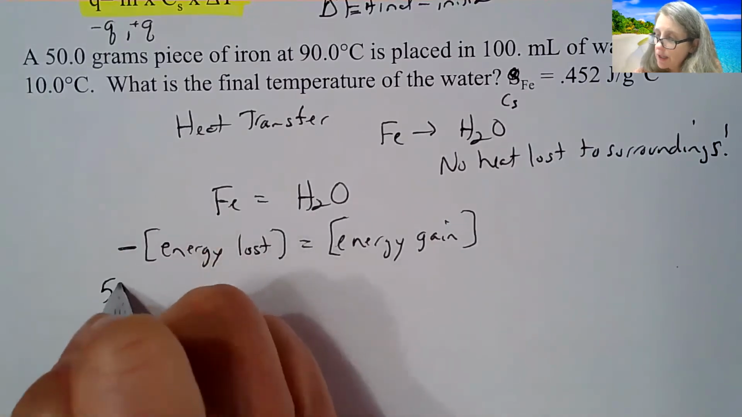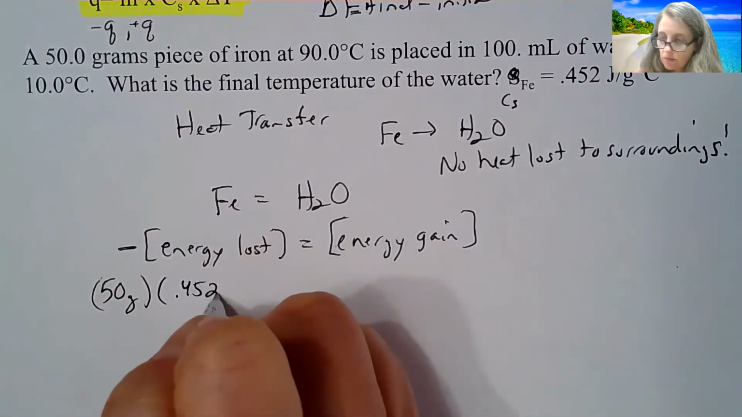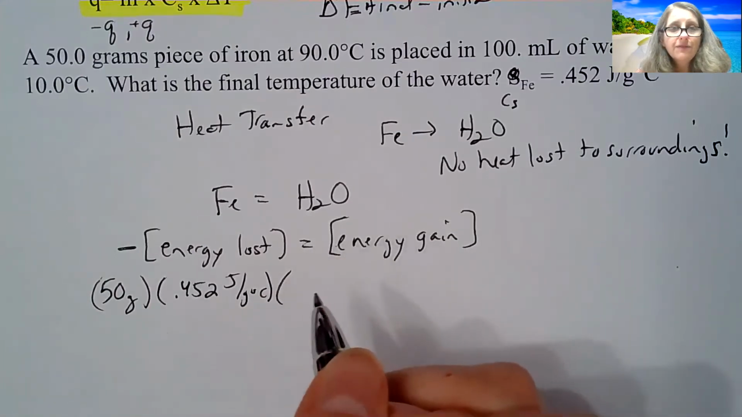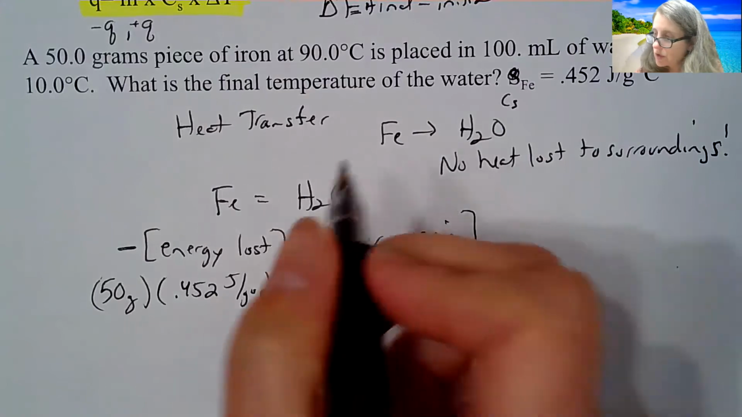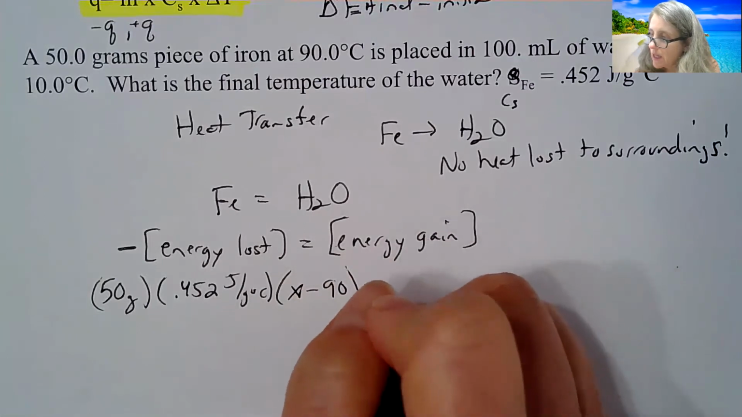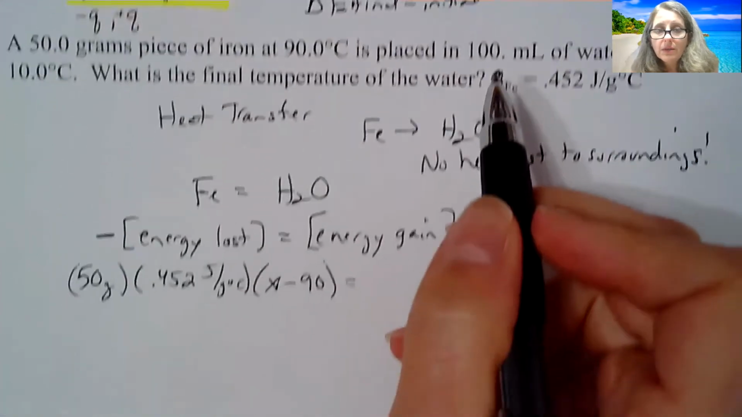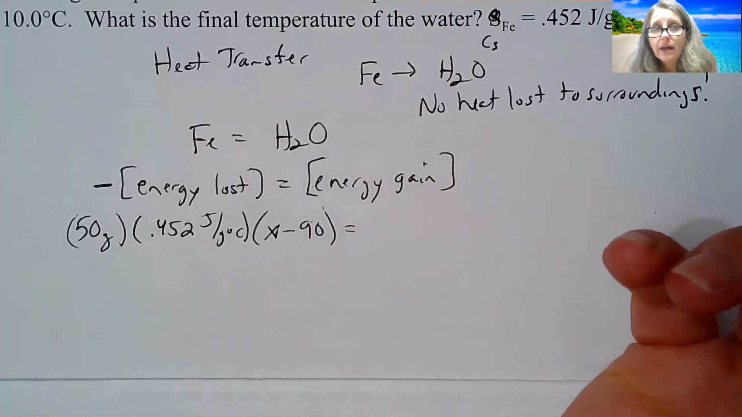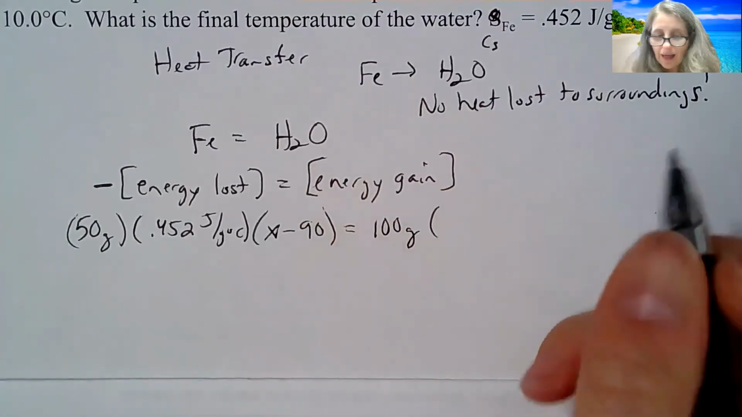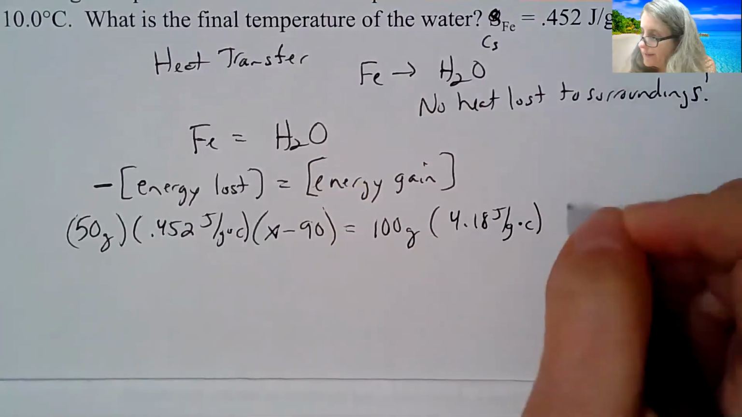So I'm going to take 50 grams of my iron, okay, multiply it by its specific heat. And then I have its final temperature minus its initial temperature. Well, I don't know its final temperature, but I know its initial temperature is 90, okay? Then I'm going to make that equal to the water. Well, I know water is 100 milliliters. I'm going to assume that it is at a density of 1 gram per 1 milliliter. So I'm going to put 100 grams. And again, I would give you that idea if otherwise not stated.